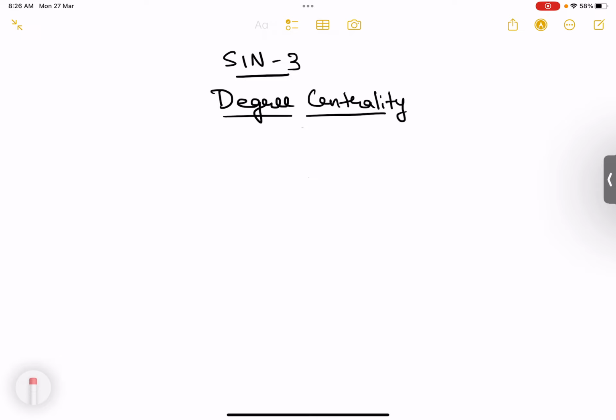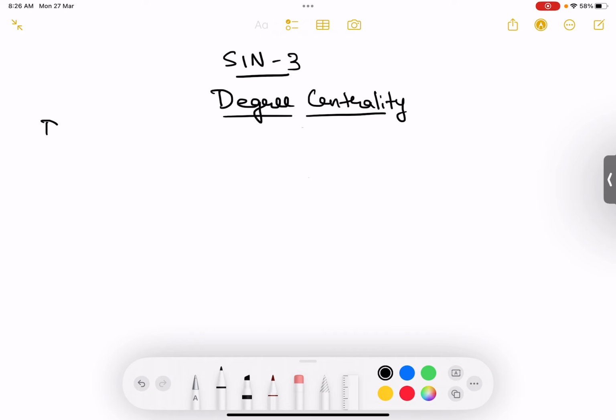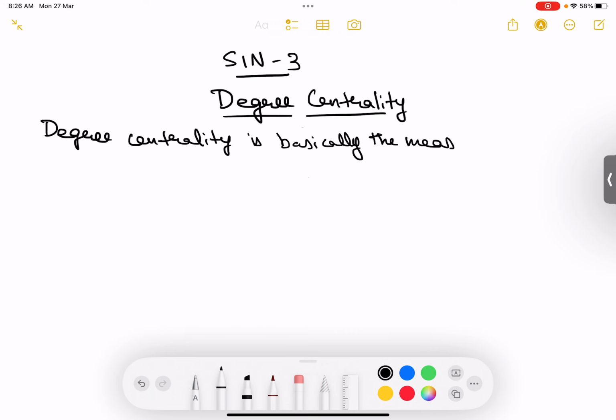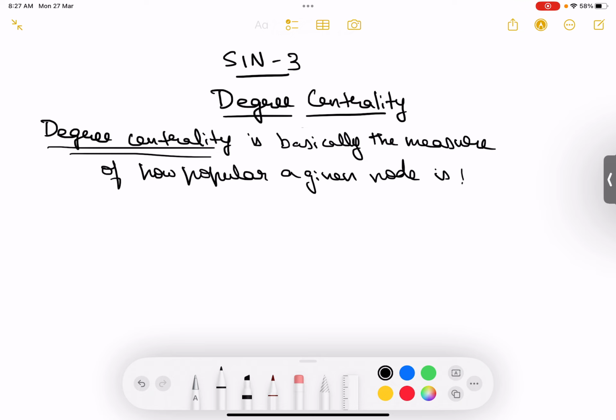Degree centrality of a node, measured for a node in a graph, is basically the measure of how popular a given node is. So if you have a graph of like 10 nodes, one of them will be the most popular and so on. Each node will have its own popularity, and the measure of that popularity is known as degree centrality. That is basically how popular it is or how much influence it has. This measure is known as degree centrality.